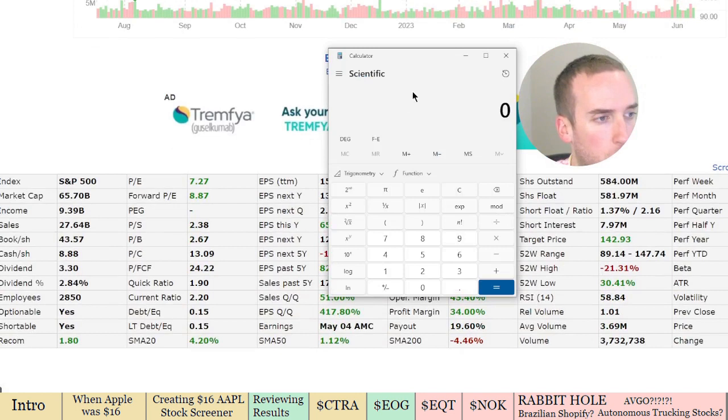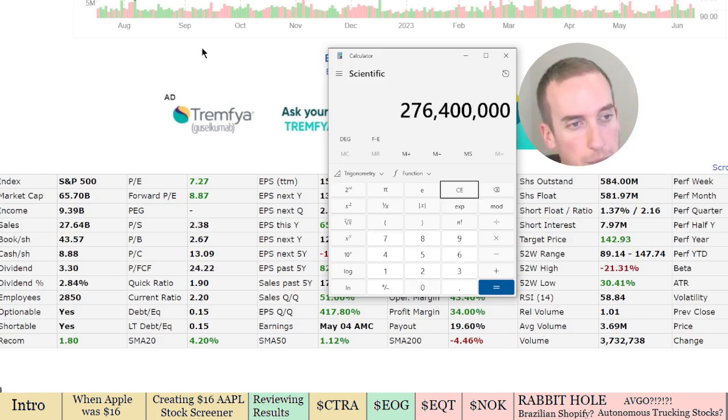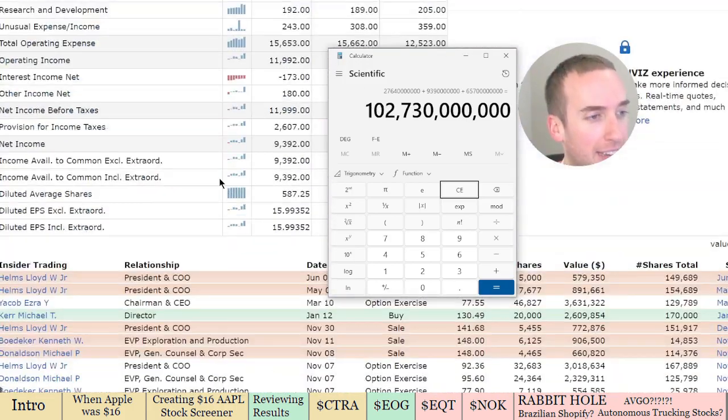So, let's run the numbers. Okay, so we have billions over here and then millions over here, so everything has to be longhand, so I apologize for how long it takes. 27.6 billion, correct, plus 9,390,000,000, correct, plus 65,700,000,000. Jeez. All right, let's go add cash and remove debt.